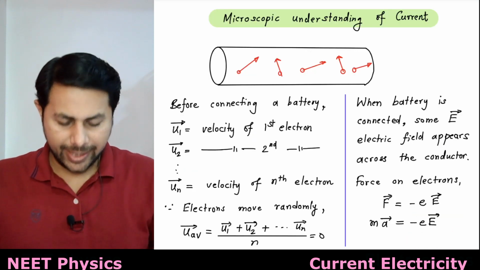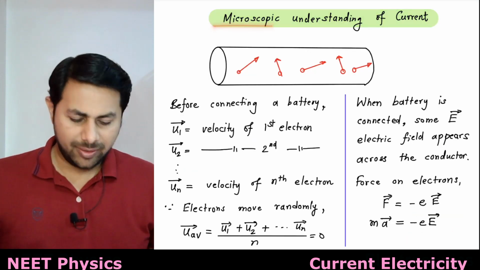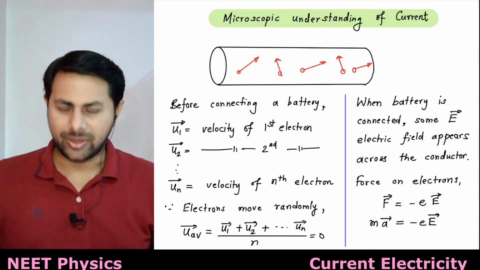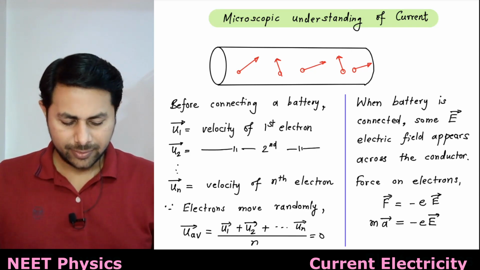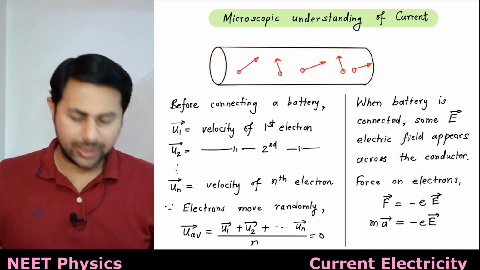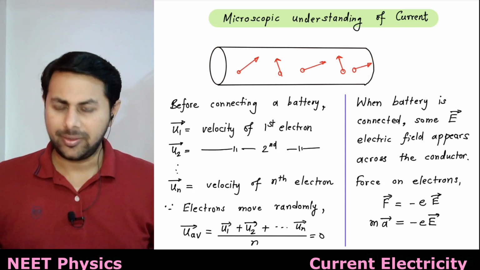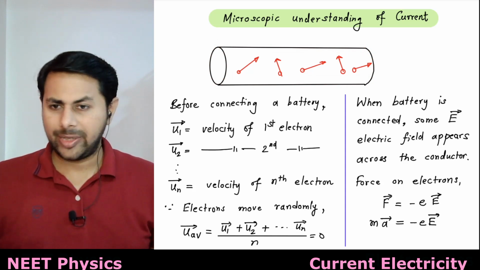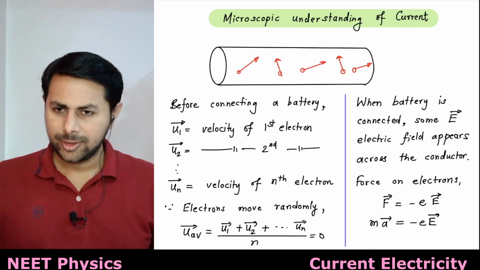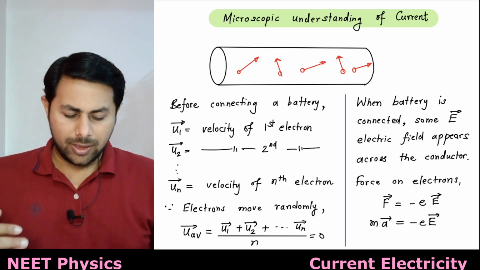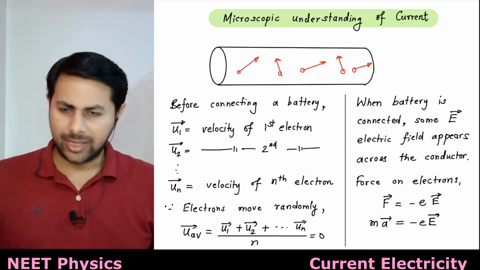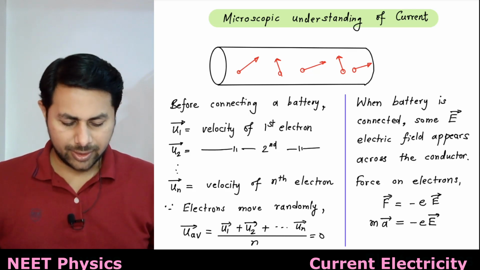okay. Next, let us see the microscopic understanding of the current, that is Ohm's law, okay. So suppose you have this conductor and you have not connected any battery across this conductor, so now there won't be any current. So why is there no current? So see, electrons are moving in random directions. There are lots of free electrons, but they are moving in random directions, okay.